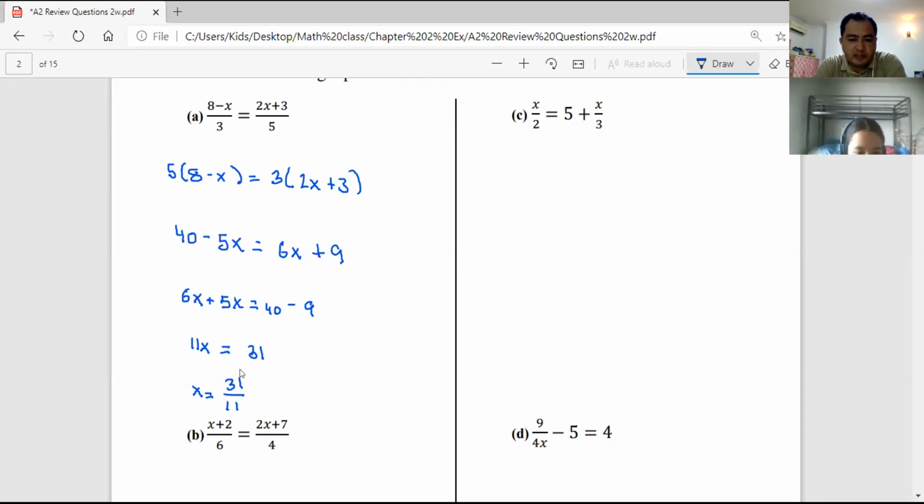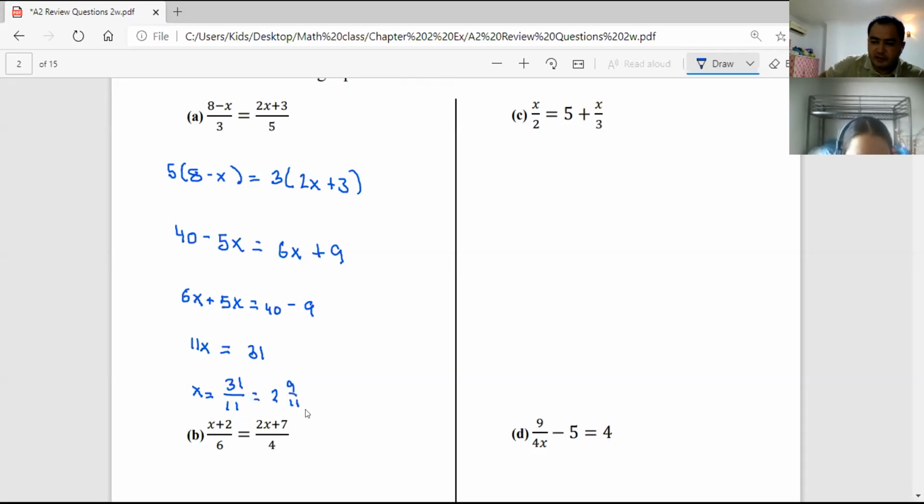Okay. Immediately, just write equal, and can you change this to a mixed number? This is an improper fraction, right? Because numerator is greater than denominator. Can you change it into a mixed number? How many 11s do we have in 31? 2, right? And that's 2. So 31 minus 22, that is 9, right? It is 9 over 11.